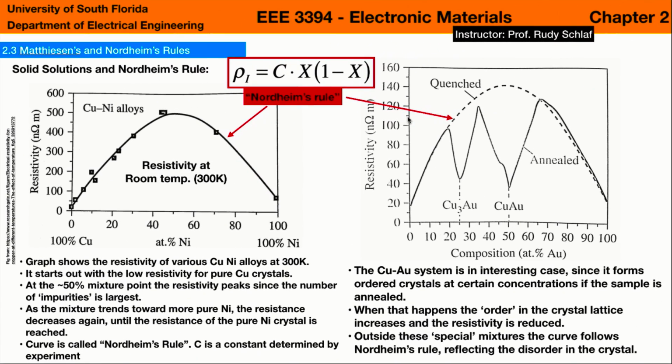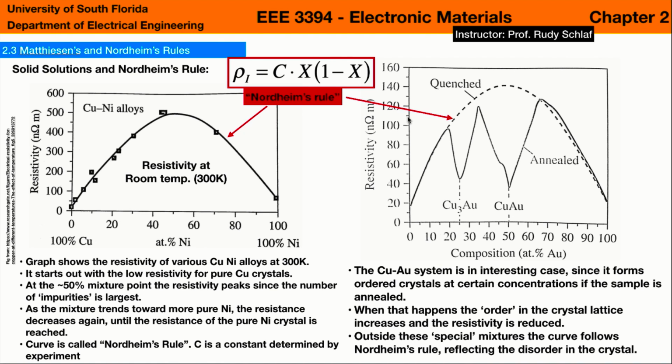On the previous slide, you saw that adding impurities adds resistivity to a crystal. The experiment that I showed there was about adding 1, 2, or 3% of nickel into copper, and that yielded a sizable increase in the impurity-related part of the resistivity.